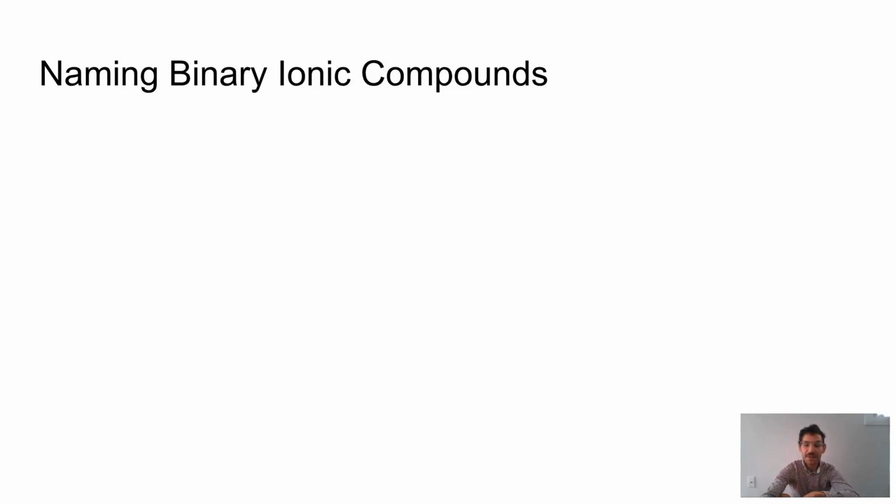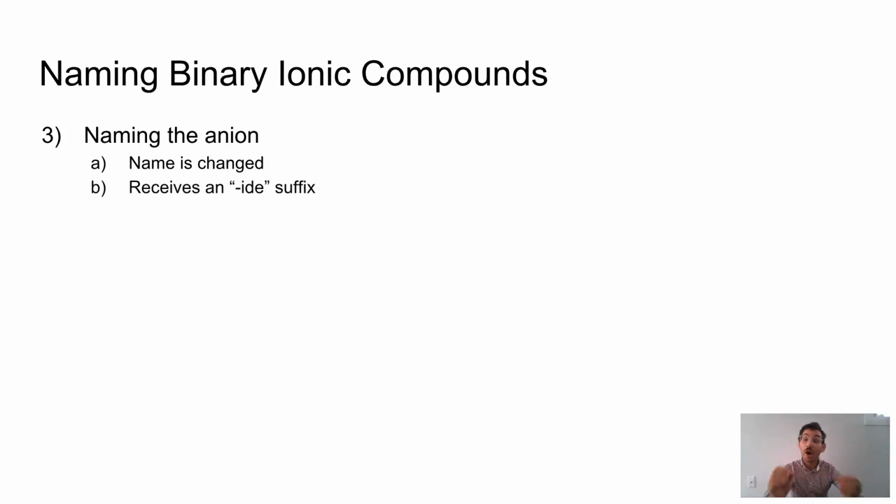Okay, let's talk about naming the anion. We talked about the cation, which comes first. We need to talk about how to name that anion, which comes second. Well, the name of the anion is going to be changed. All anions in binary ionic compounds are going to receive an "ide" suffix. So we're going to chop off the original ending of the name and replace it with "ide." So sulfur becomes sulfide. Nitrogen becomes nitride. We got rid of the whole O-gen there. If you called this nitrogide, I wouldn't hate you.